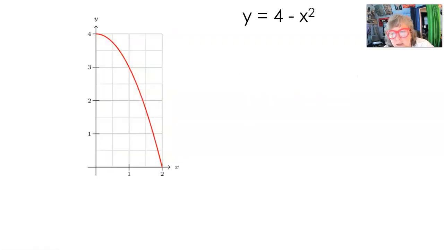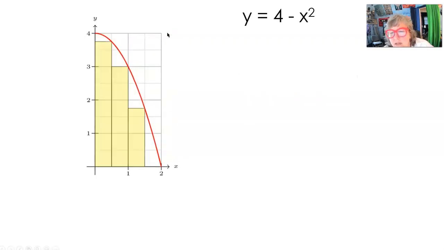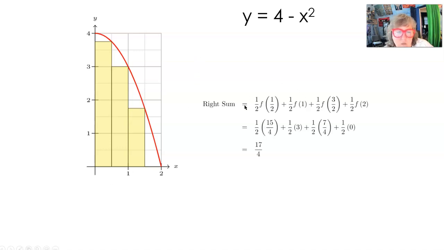Let's look at the right side. Right side of my box, I will have f of 1/2, f of 1, f of 3/2, and f of 2, which unfortunately is not there. Again, my delta x just means a change in x. We have 1/2. So my right sum is 1/2 f of 1/2, and so on. Crank it out because I know the function. I get 17/4, which simplifies to 4.25. We're going to call this R4 because it's the right sum, and there's 4 of them. So we've done the left and we've done the right.